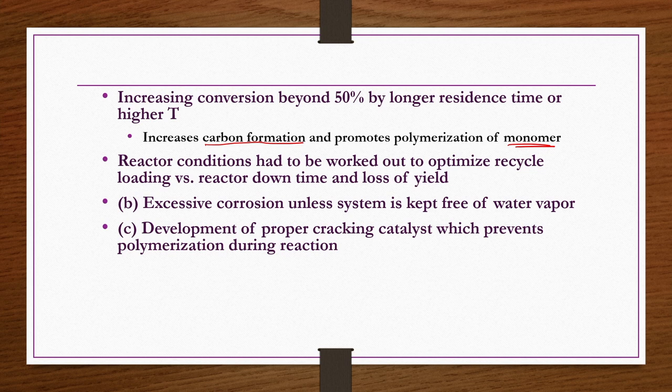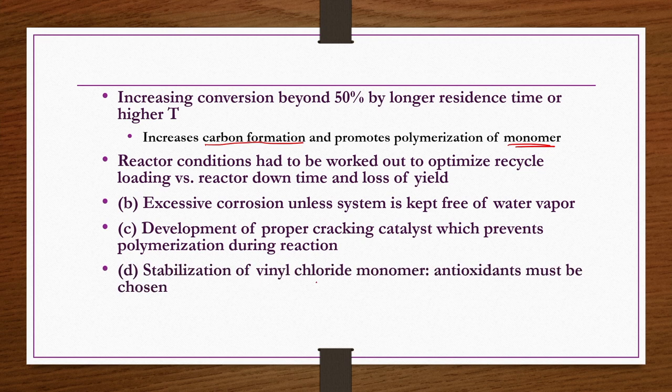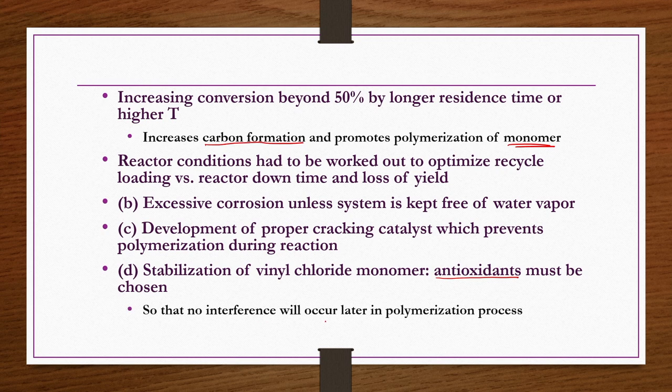Third engineering problem is development of a proper cracking catalyst which prevents polymerization during the reaction. Now we have taken charcoal, but you can develop a certain kind of catalyst which can provide a good yield with negligible or no polymerization. Stabilization of vinyl chloride monomer is another important thing. For that, antioxidants must be chosen appropriately so that no interference occurs later in the polymerization process.